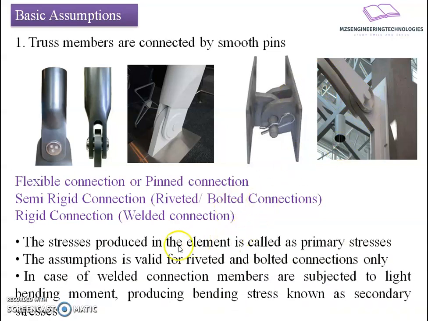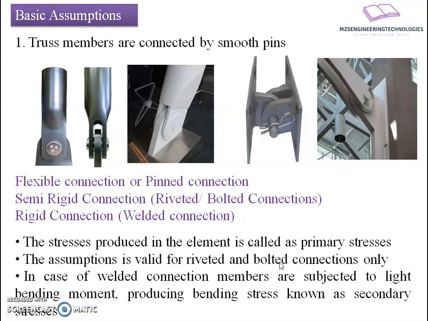Now what happens if I provide smooth pins for the connection here? The stresses produced in the element are called primary stresses. These stresses which are introduced due to this type of connection will be said to be primary stresses. The assumption is valid for rivet and bolted connections only. Sometimes we can have flexibility with reference to the bolted connection. It depends upon what type of clamping force I am going to apply.